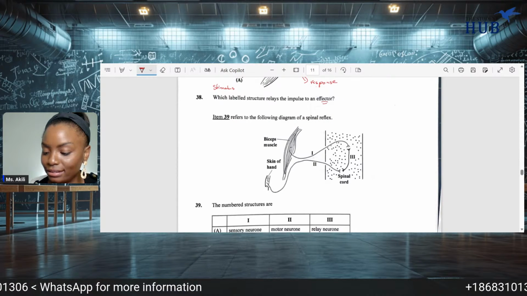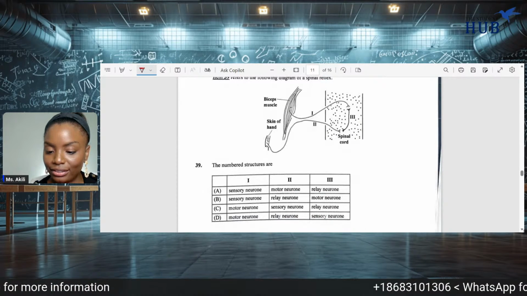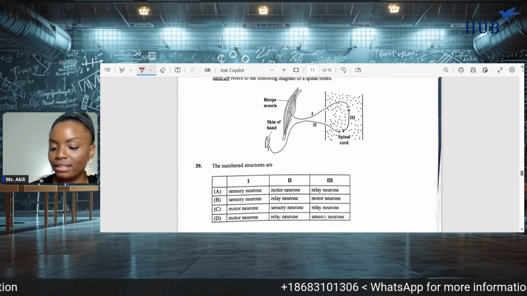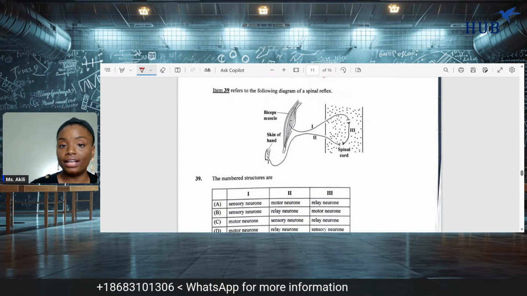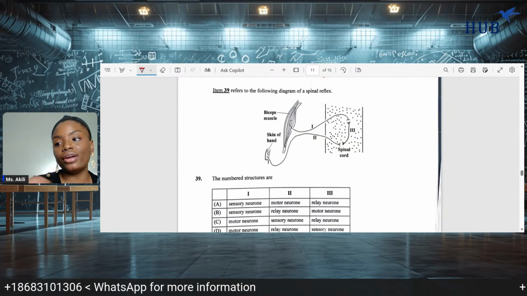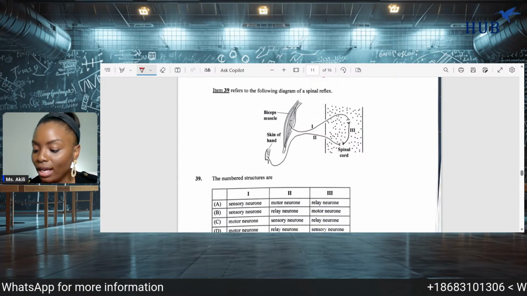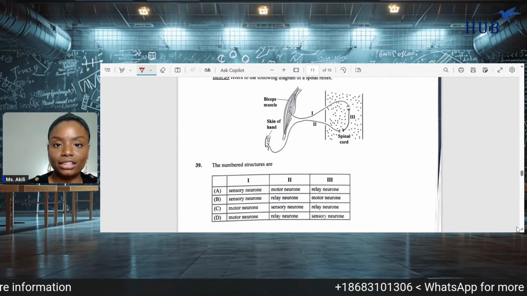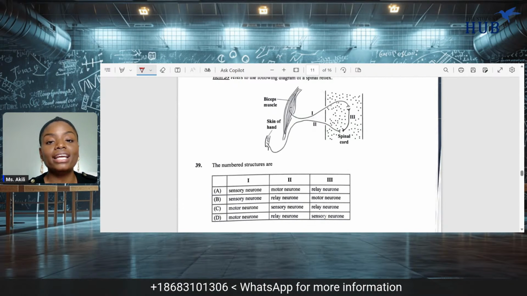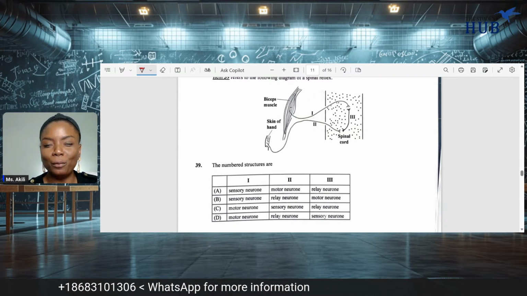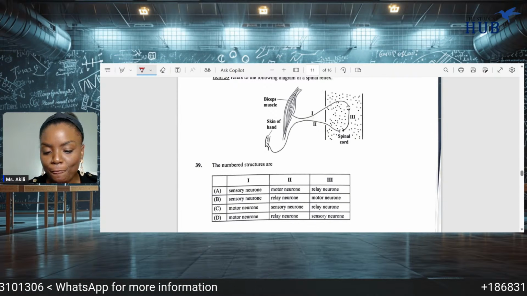Item 39, still testing the same thing, right? So they're giving you a spinal reflex. So you have spinal reflexes and cranial reflexes. Spinal reflexes will involve the spinal cord. Cranial reflexes will involve the brain. And a reflex is an automatic sequence of events. It's an automatic sequence of actions. You don't have to learn a reflex. You come pre-programmed with it, right?